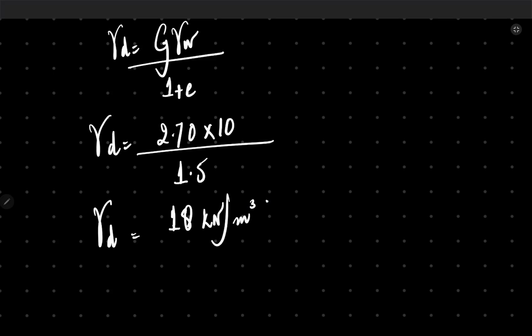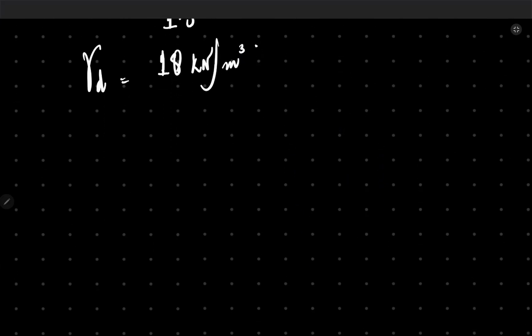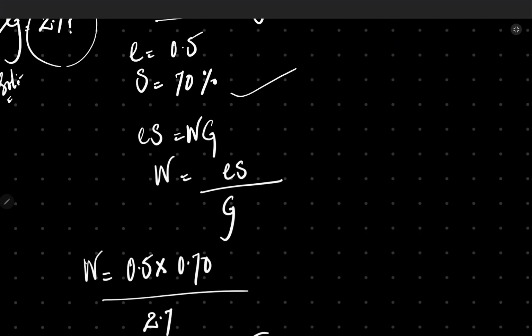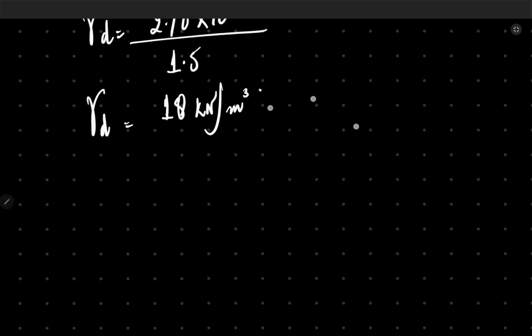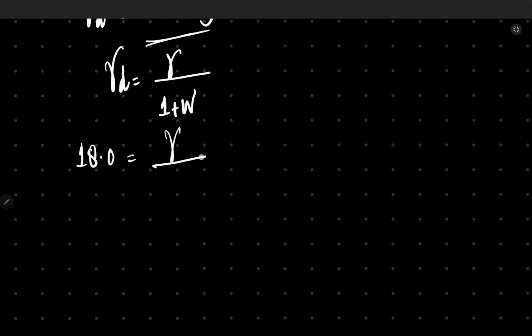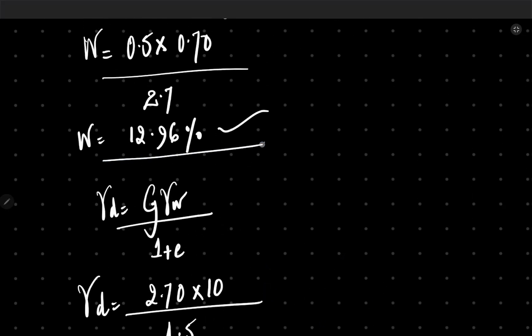All right, next thing that we have to find is the unit weight, that is the bulk unit weight. We know the alternate equation. Dry unit weight is bulk unit weight divided by 1 plus water content. Dry unit weight we have calculated, it's 18.0 kilonewton per cubic meter. Bulk unit weight is dry unit weight times 1 plus water content, which is 12.96%.